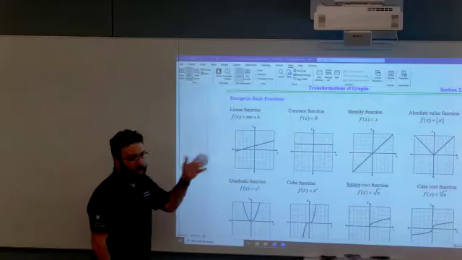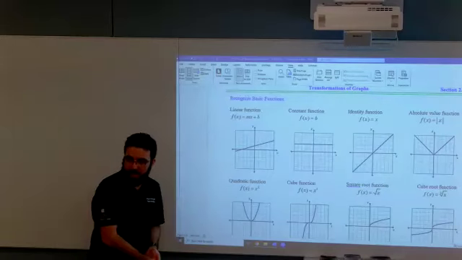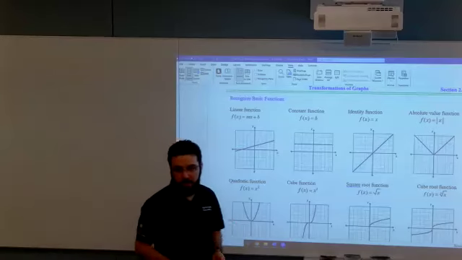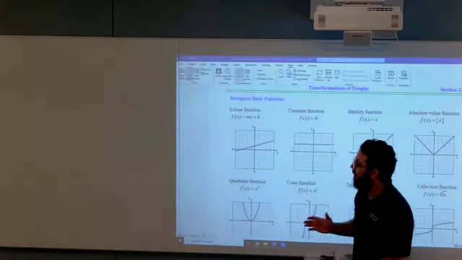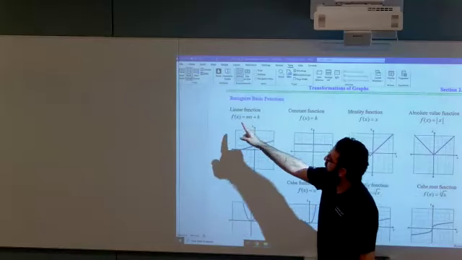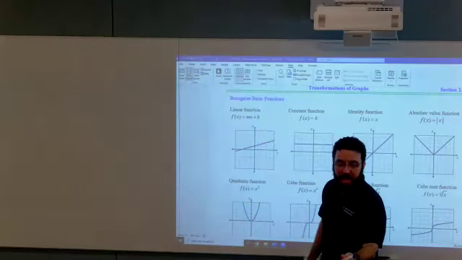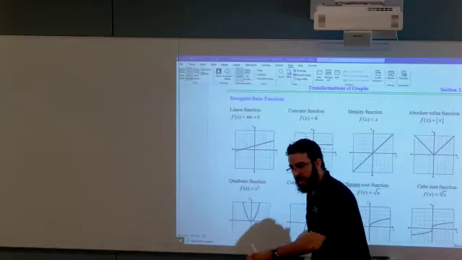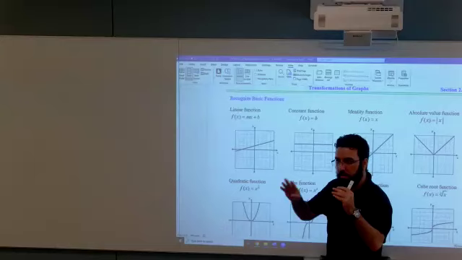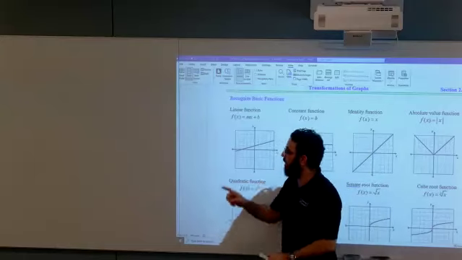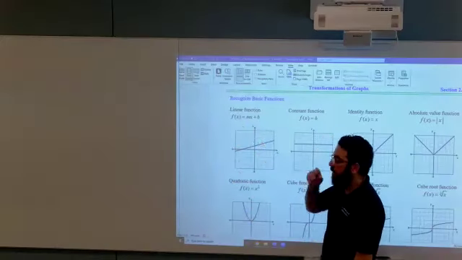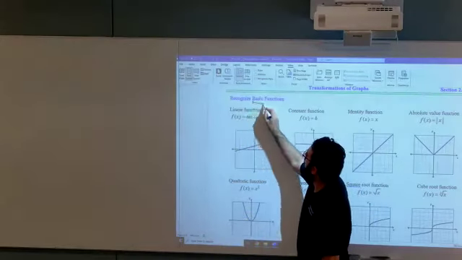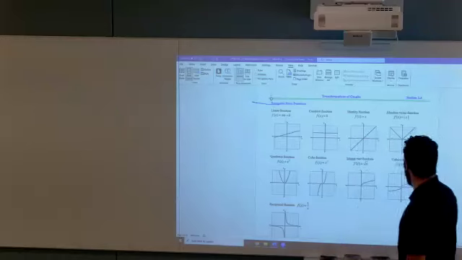How are you going to graph any function? You're going to pick a value for x, find the y, and graph it. But by just looking at the function, you have to know what it looks like. We already learned how to graph a function by picking at least 3 points, finding the y, and graphing the function. Now, these basic functions, I'm telling you, you have to know by heart.